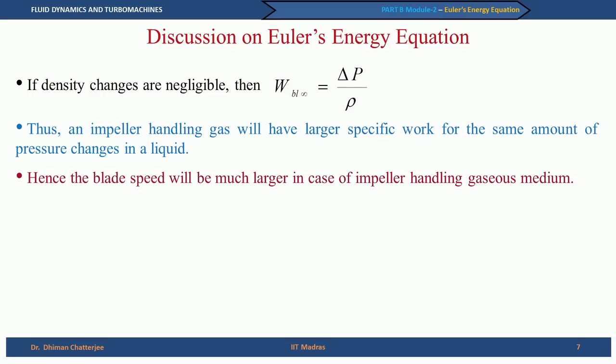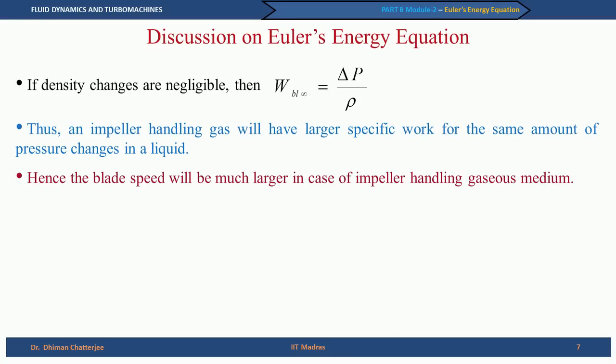So, what does it mean? If W_BL,∞ is high, as we have just now discussed for gaseous medium or turbomachines handling gaseous medium, then we can say that the blade speeds will be much higher.